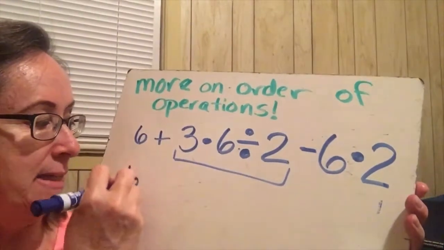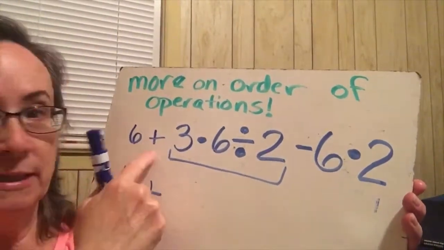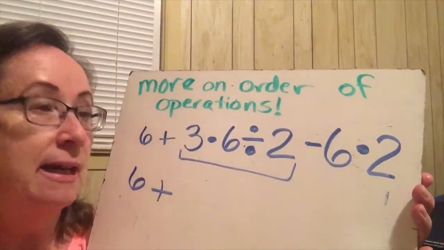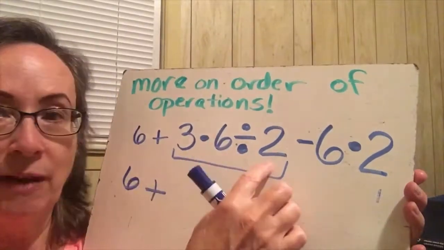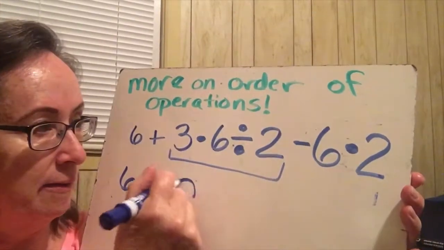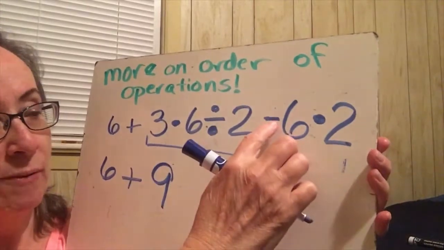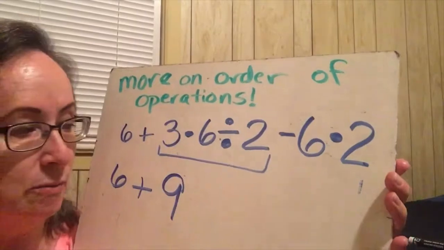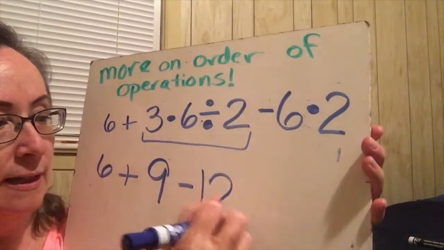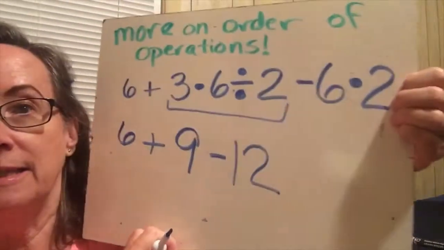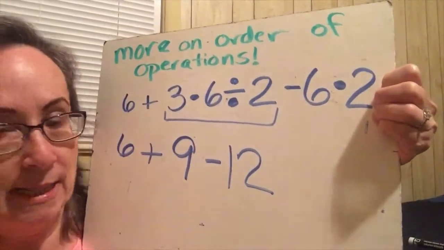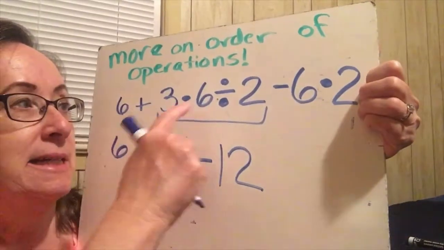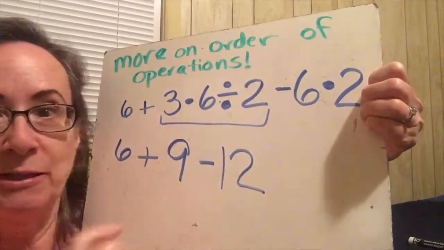So the 6 plus is going to stay there, and then we're going to say 3 times 6 is 18, and 18 divided by 2 is 9. And then we have a minus 6 times a 2, and a negative 6 times a 2 would be a negative 12. Now, your book doesn't jump all the way down there. Your book does it in a few more steps, but essentially they write 18 divided by 12, and I went straight to 19.